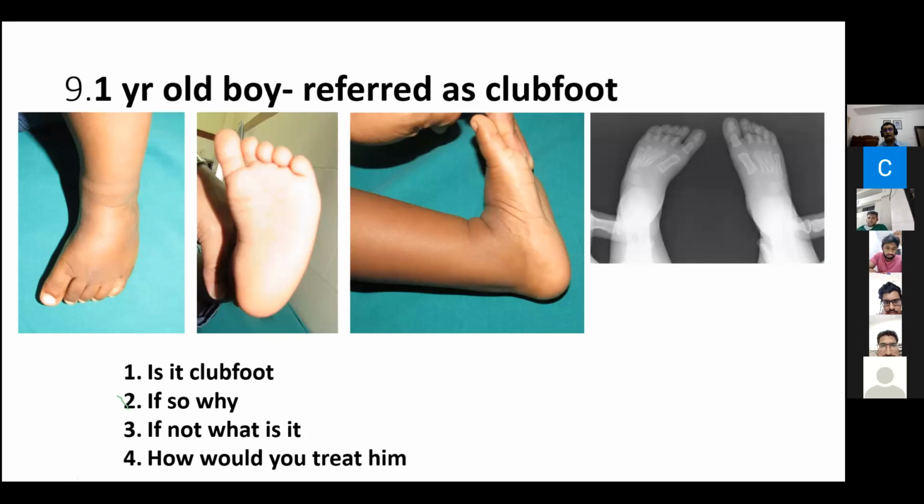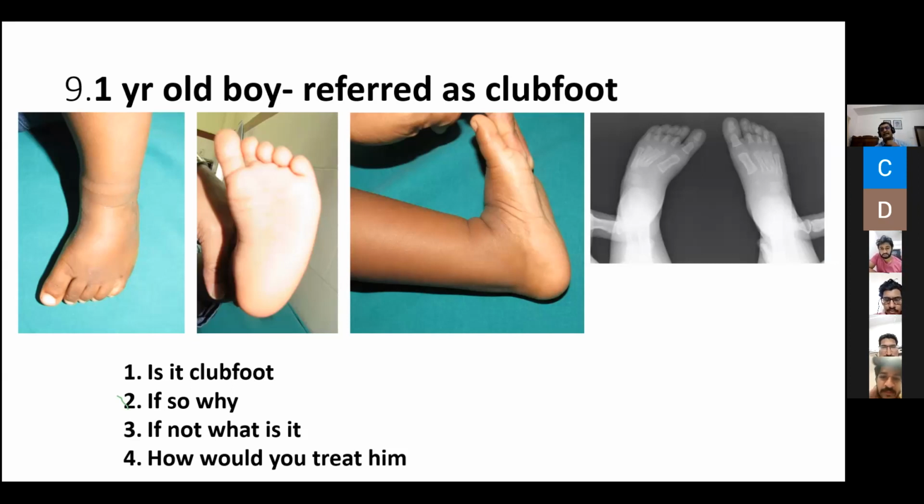There is no medial crease. No. Medial crease may or may not be there in a clubfoot. Partially treated clubfoot may or may not have it. So that's not an answer. Dorsiflexion is possible. Yes, exactly. In a clubfoot, you will never get that much dorsiflexion.